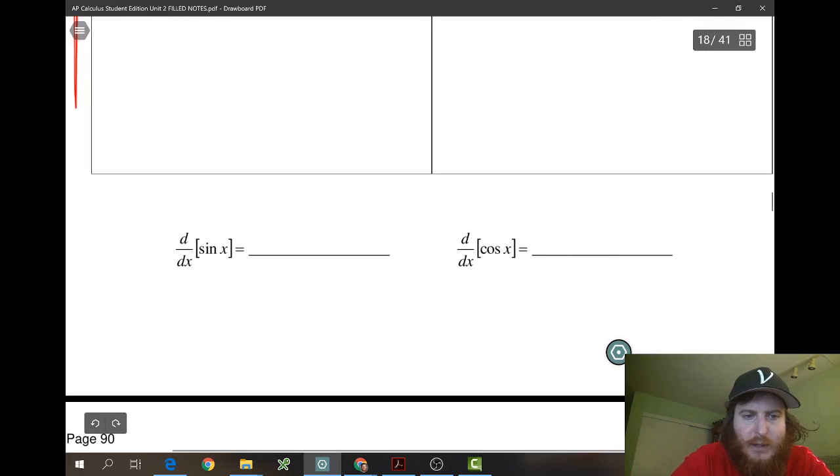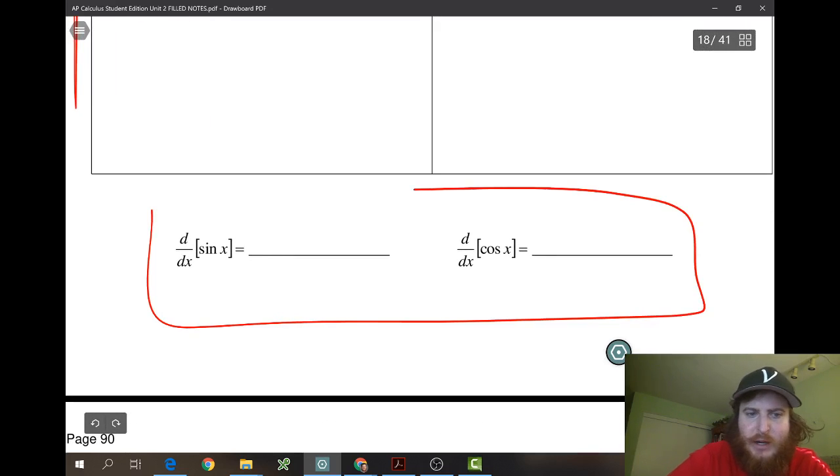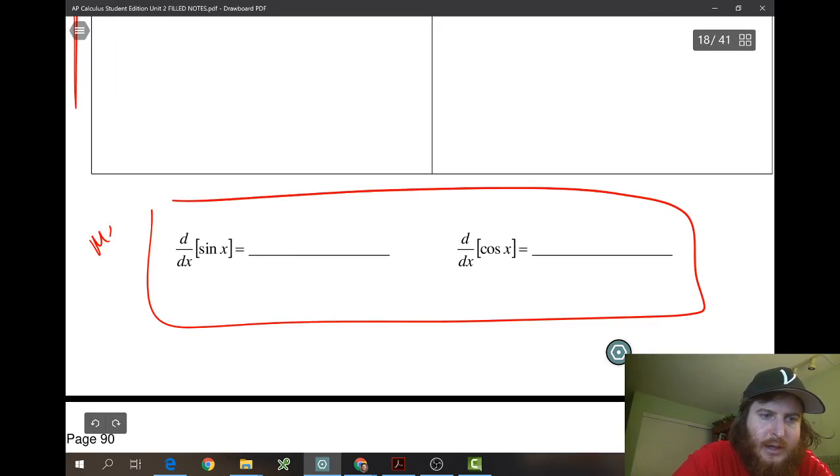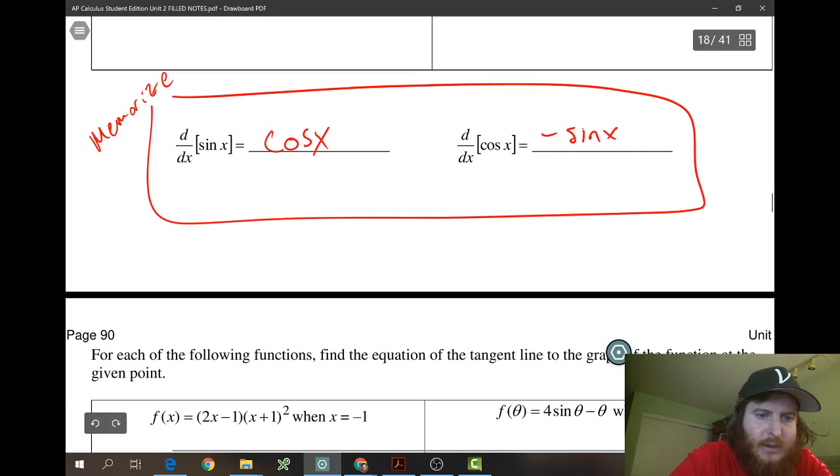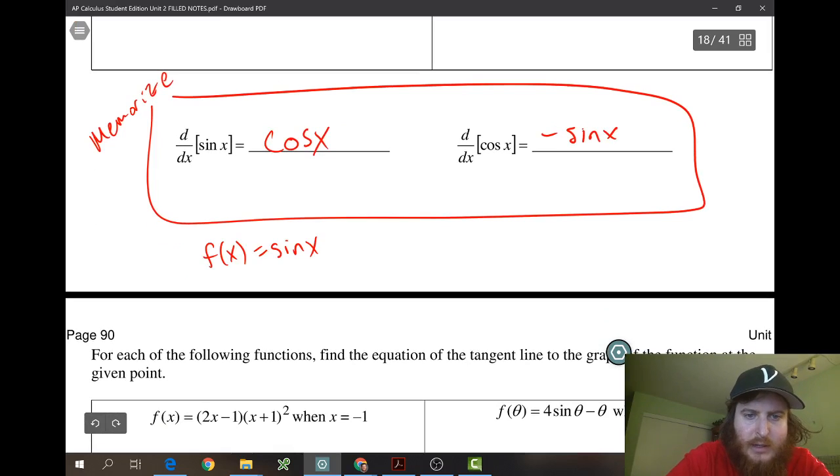So all you're going to have to memorize, if you want to skip the next couple minutes of the video, is this: the derivative of sine of x is equal to cosine of x, and the derivative of cosine of x is equal to negative sine of x. That's all you have to memorize, right? Like if f of x was equal to sine of x, and they ask, what is the derivative? Well, the derivative is just cosine of x. You just have to memorize that.